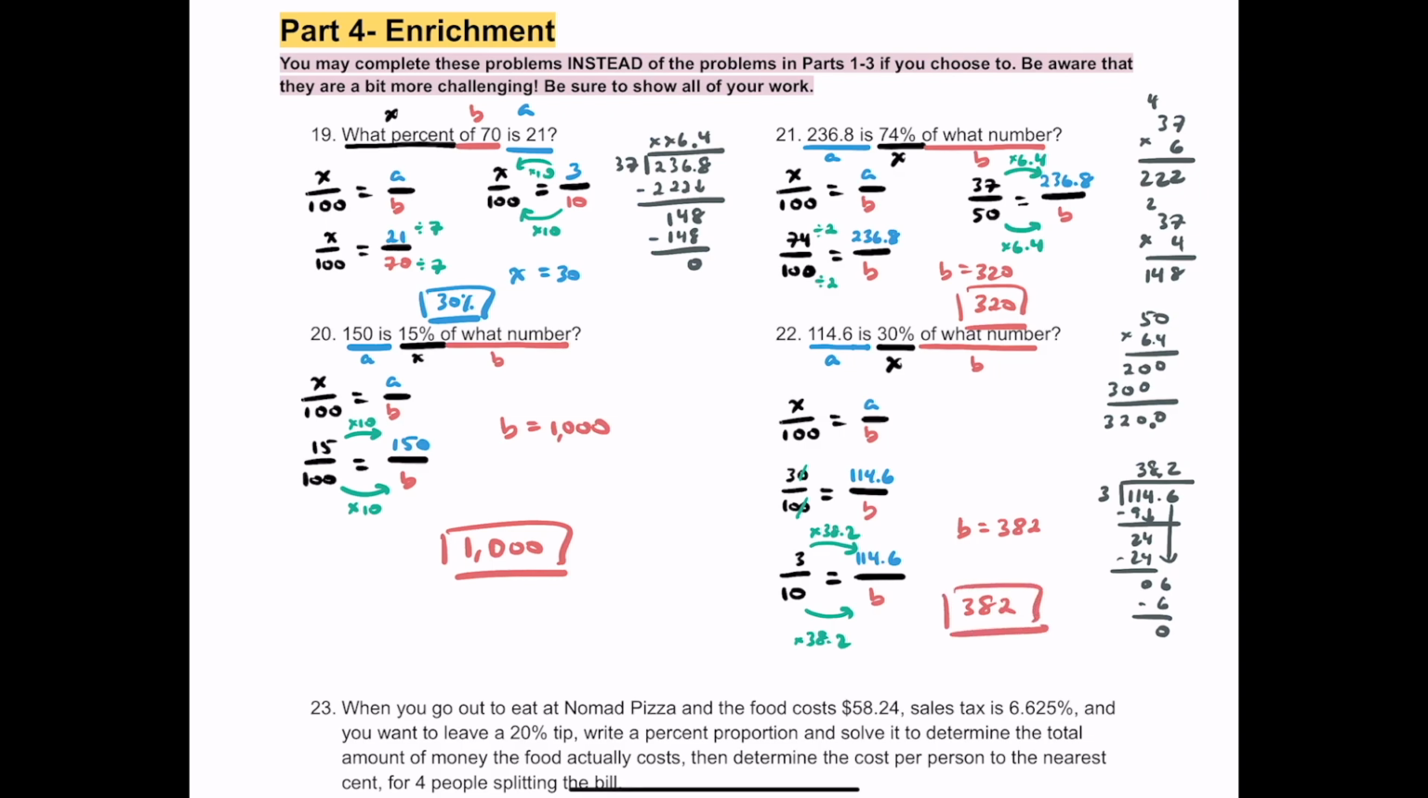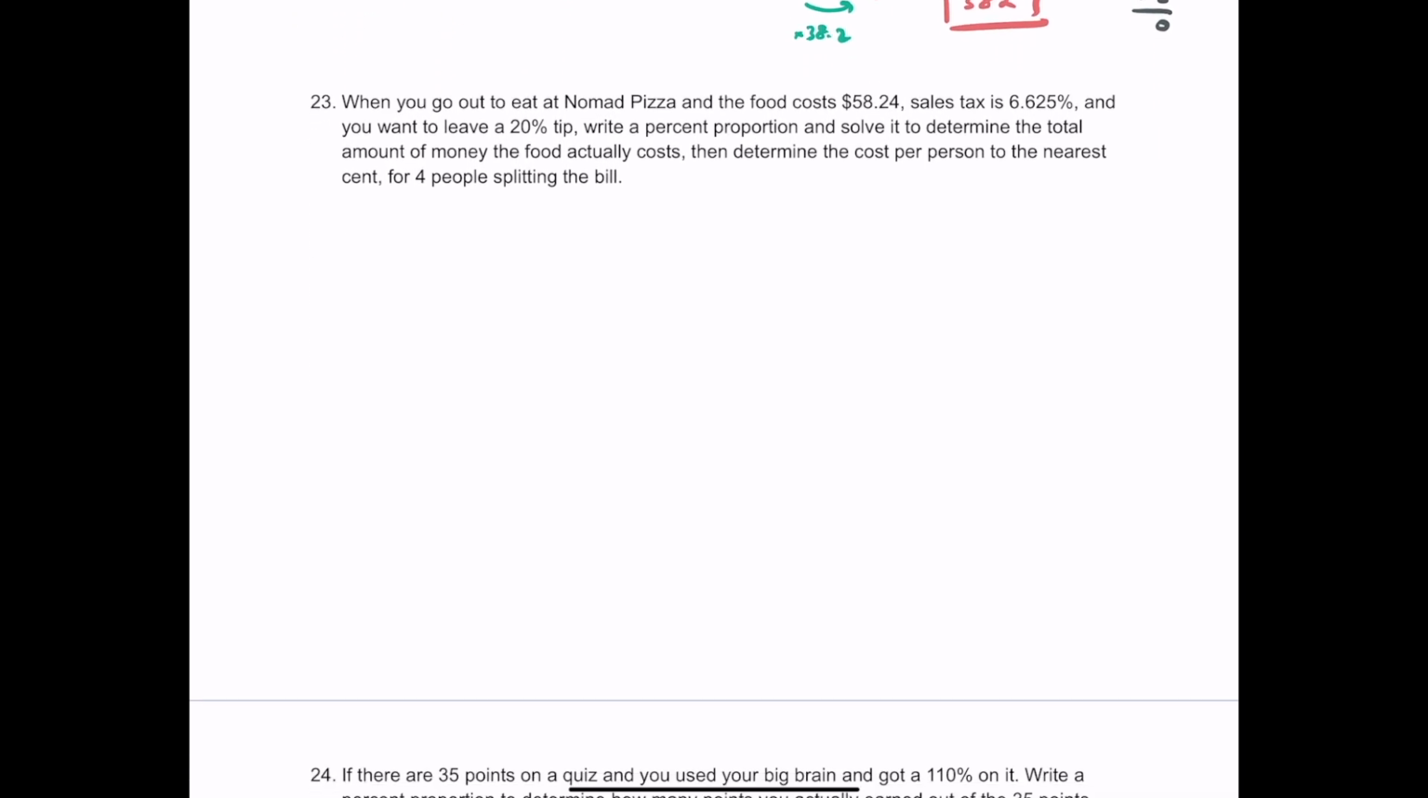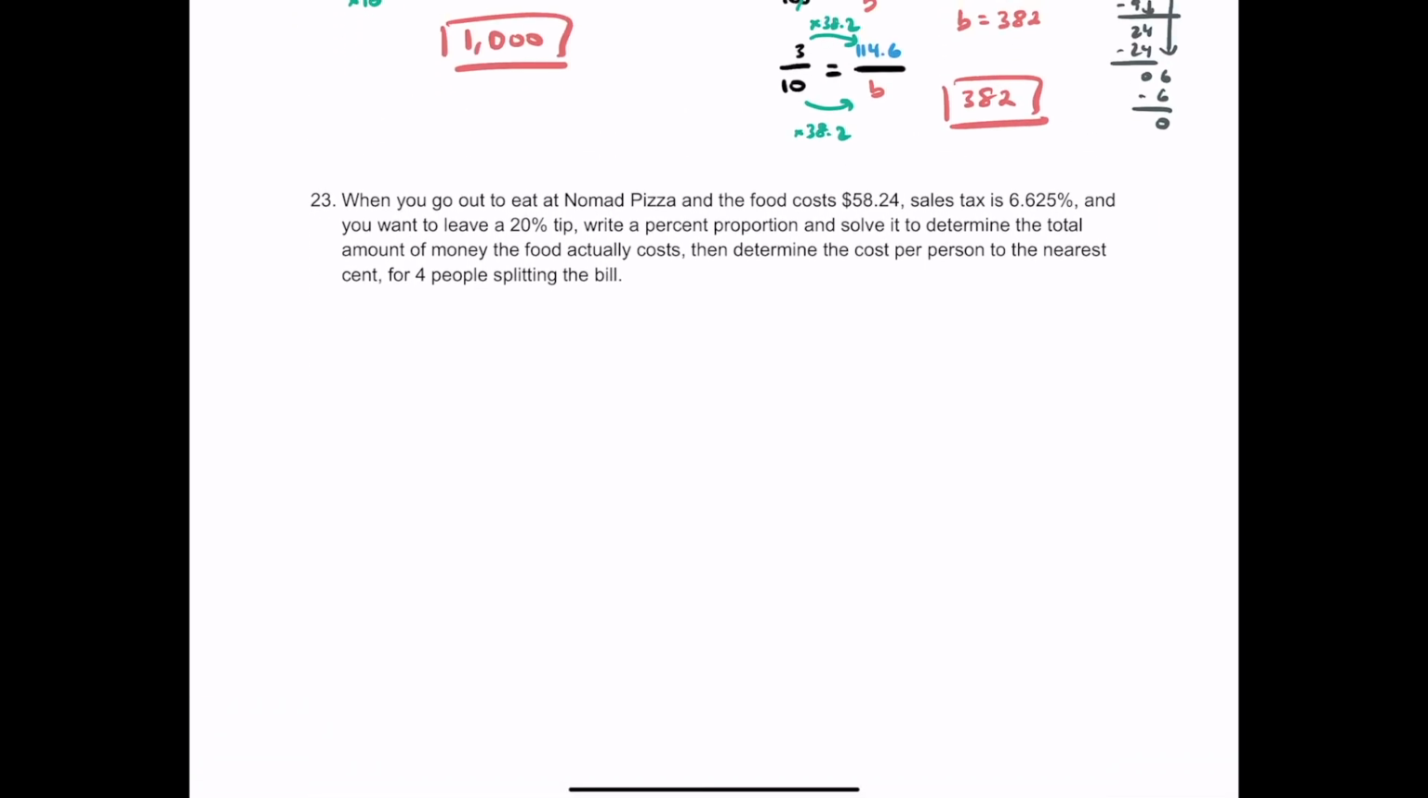All right, let's check out some application word problems now. So moving on to number 23, it says when you go out to eat at Nomad Pizza and the food costs $58.24, sales tax is 6.625%, and you want to leave a 20% tip. Write a percent proportion and solve it to determine the total amount of money the food actually costs. Then determine the cost per person to the nearest cent if 4 people are splitting the bill.